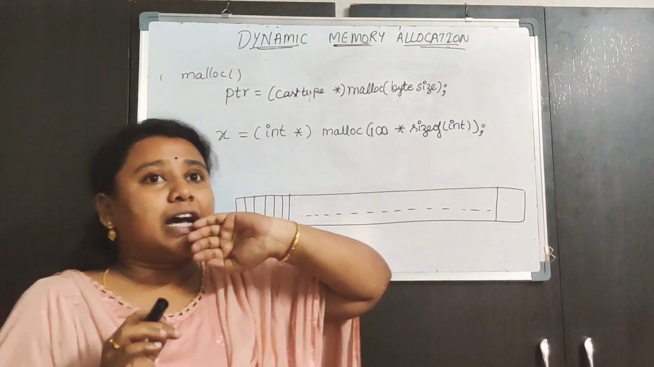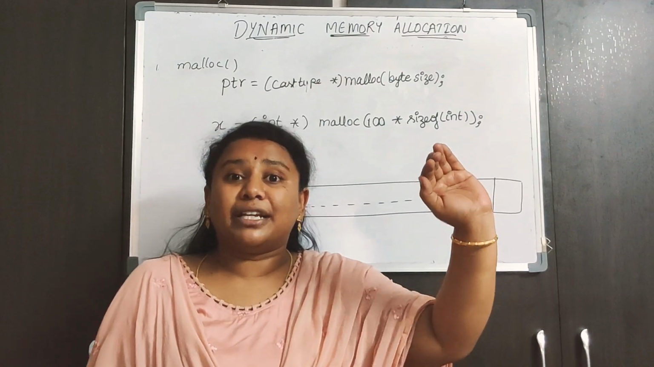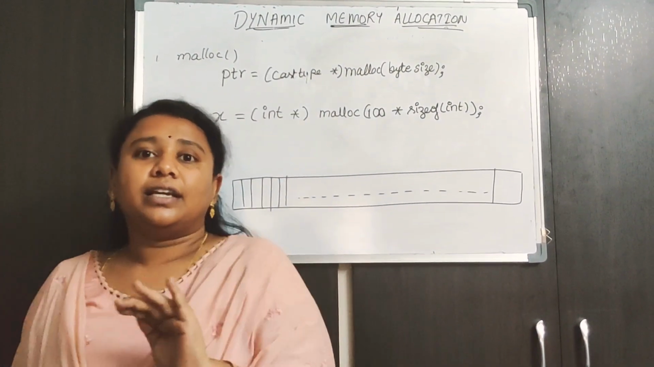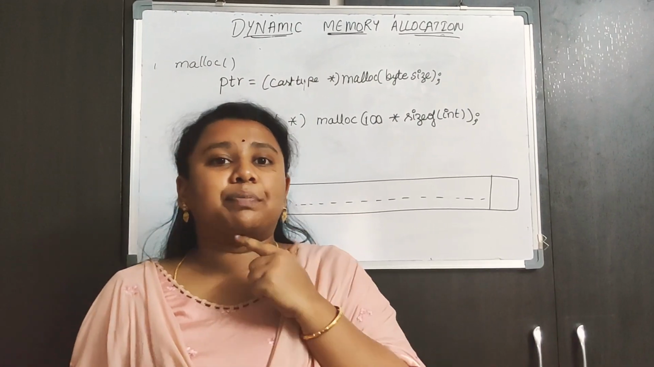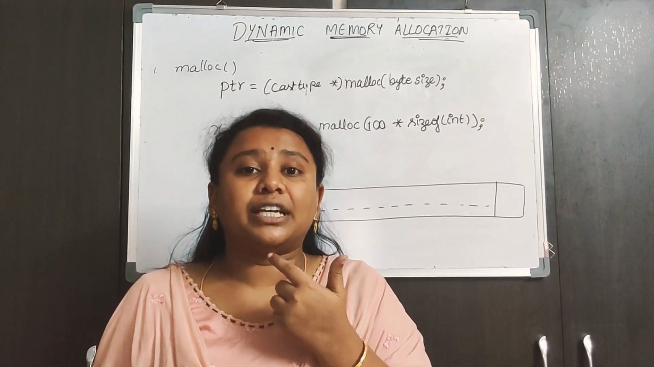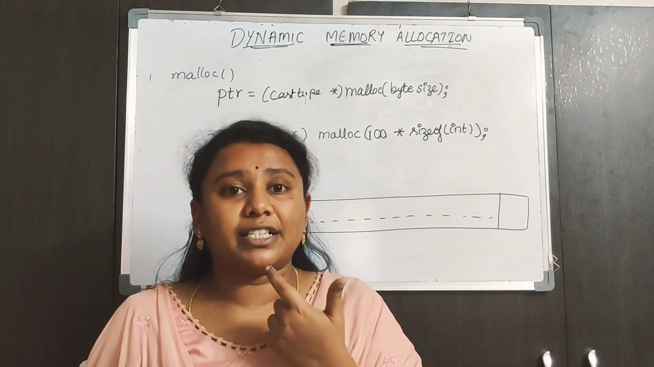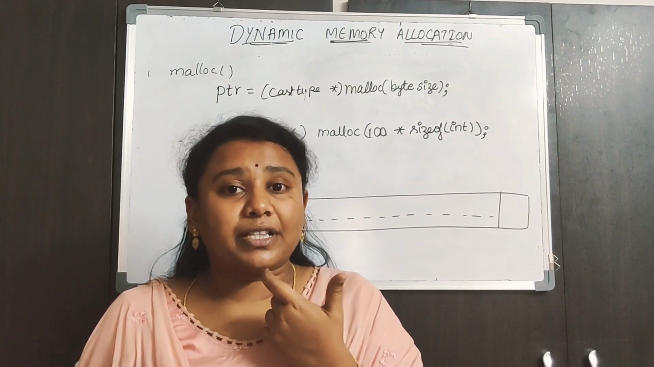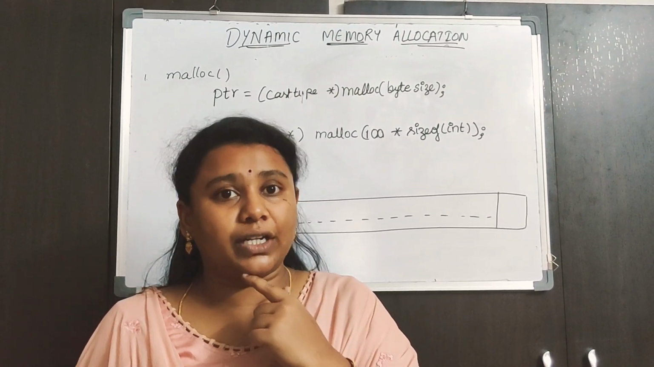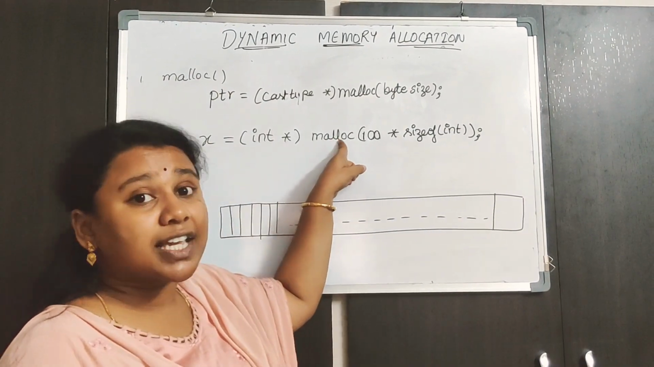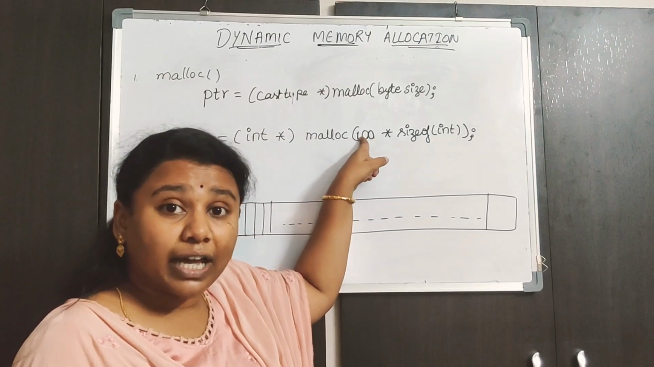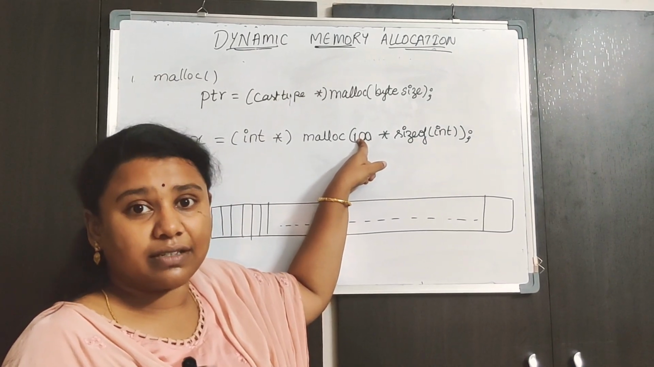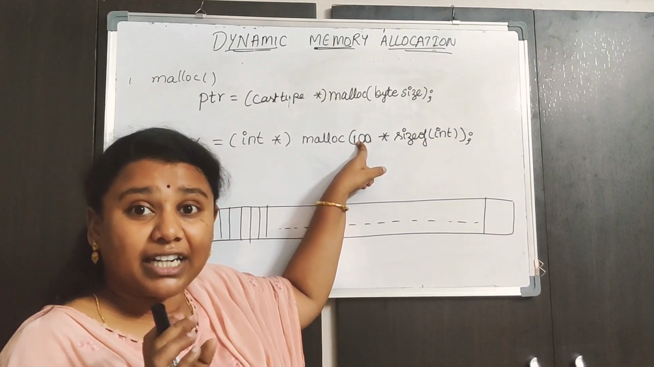Suppose I would like to store 100 elements continuously in memory. What is the problem with an array? During compile time itself we may not know, so during runtime we need to understand how many elements have to be stored. Now, 100 elements have to be stored, so I am asking the malloc function to allocate memory for 100 elements.